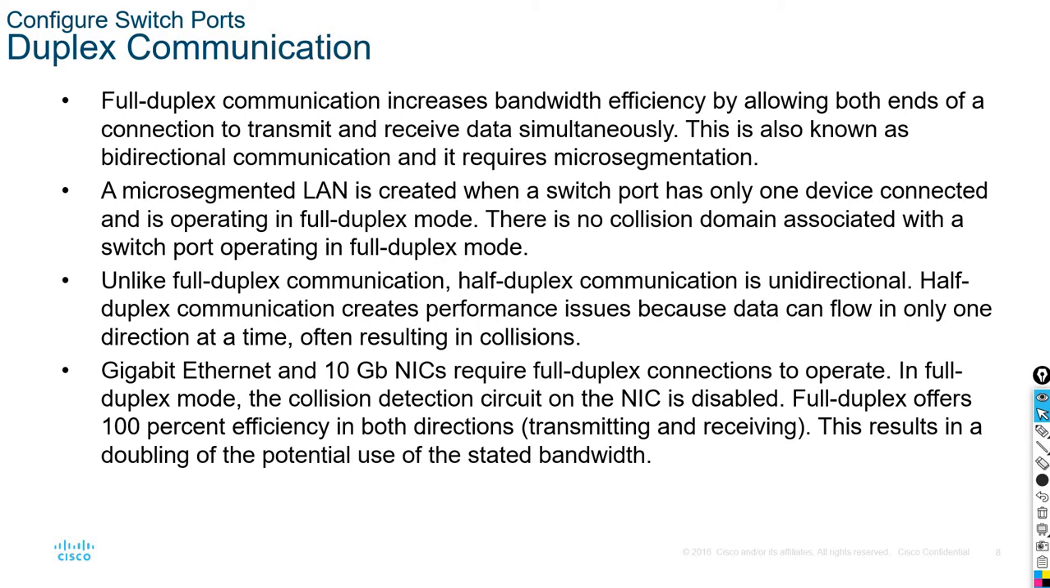Unlike full duplex, half duplex communication is unidirectional. That means performance issues because data can flow in only one direction at a time, often resulting in collisions. Gigabit Ethernet and 10 Gb NICs require full duplex connections to operate. In full duplex mode, the collision detection circuit on the NIC is disabled. Full duplex offers 100% efficiency in both directions, resulting in a doubling of the potential use of the stated bandwidth.